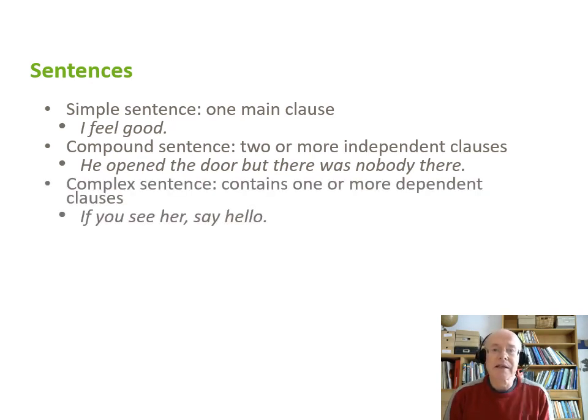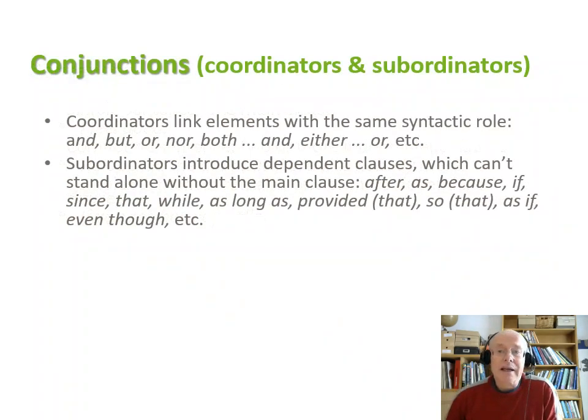But a complex sentence contains one or more dependent clauses, sometimes called subordinate clauses. So "if you see her", that's dependent, it can't stand on its own as a sentence. So conjunctions link these clauses. Coordinating conjunctions link elements with the same syntactic role. In other words, two independent clauses are linked by coordinating conjunctions, whereas subordinators introduce dependent clauses which can't stand alone without the main clause. And we'll discuss these in more detail later on in the course.